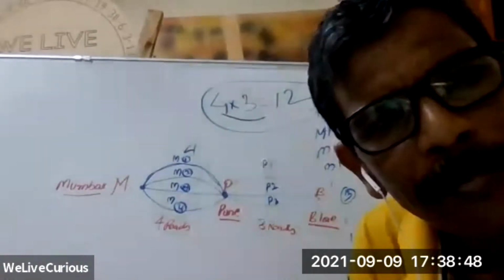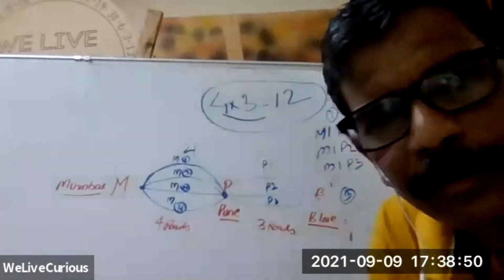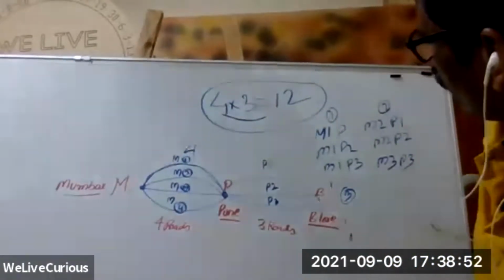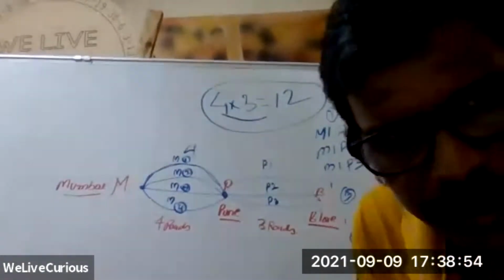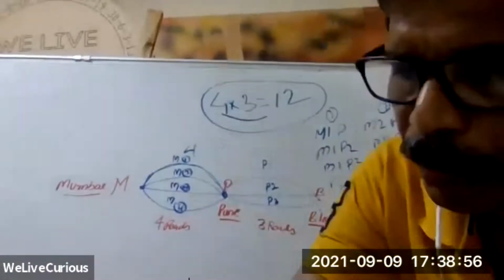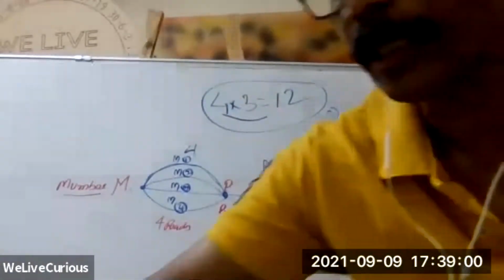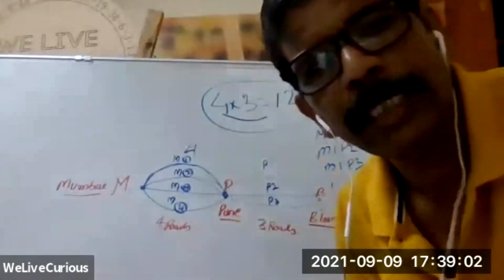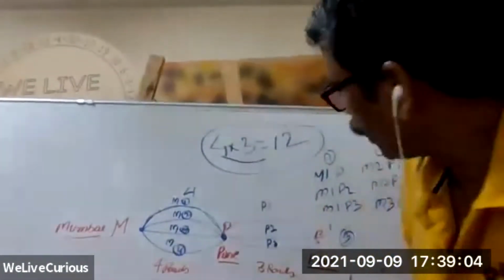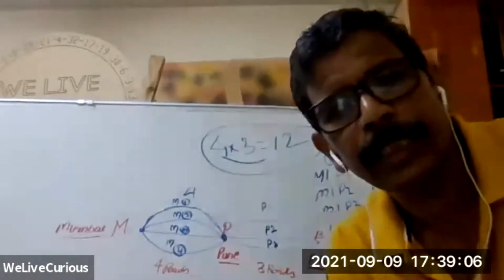Basically say M1, P1. Yes. M2, P1. Yes. M3, P1. If there are 4 paths, M4, P1. Yes. But let us list all of the options and check if our total comes to 12. That is my suggestion. M2, P2. Then yes, you write it yourself.